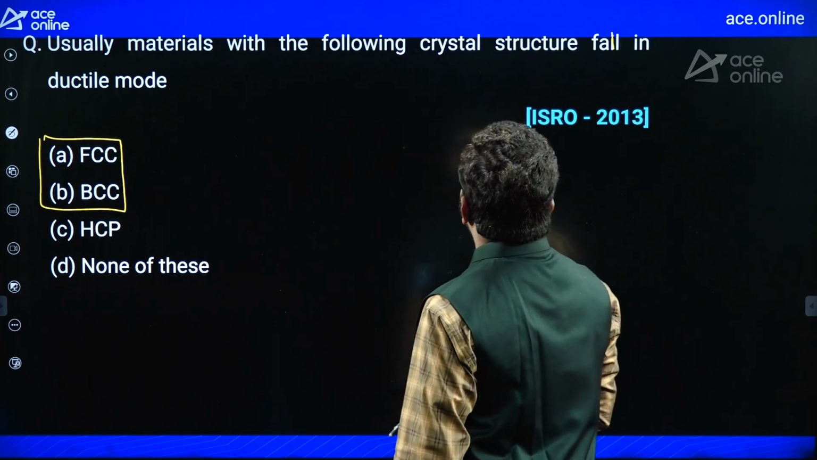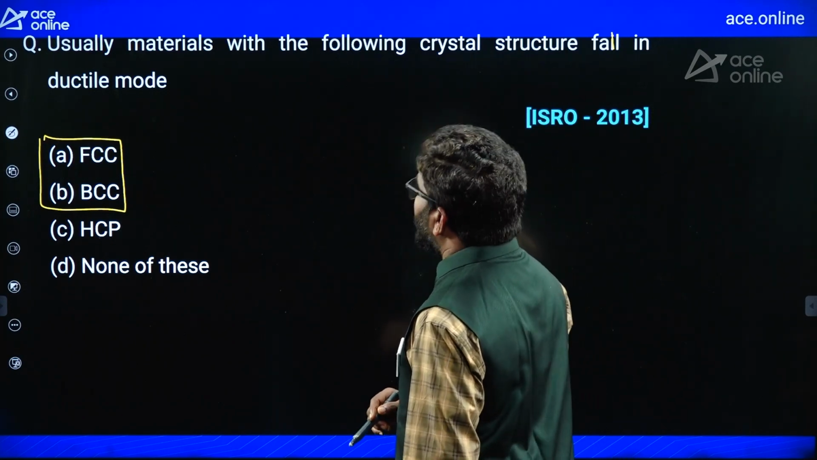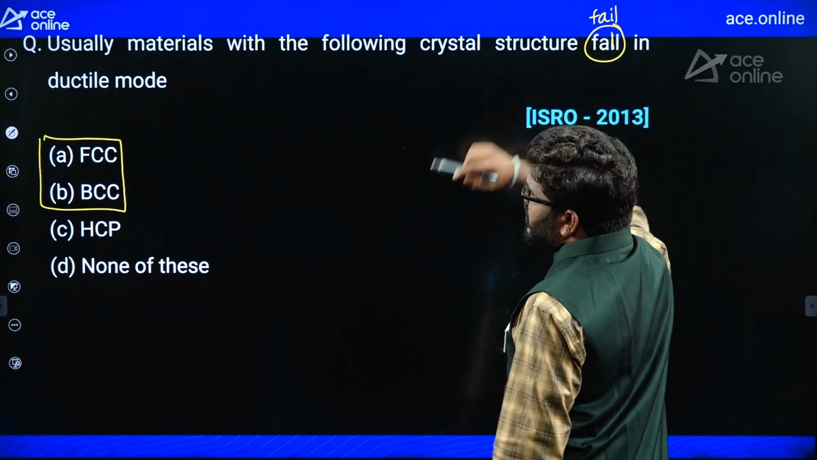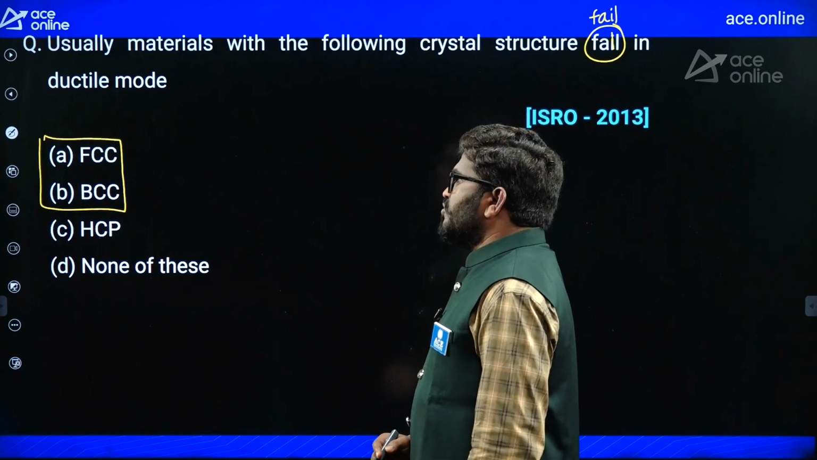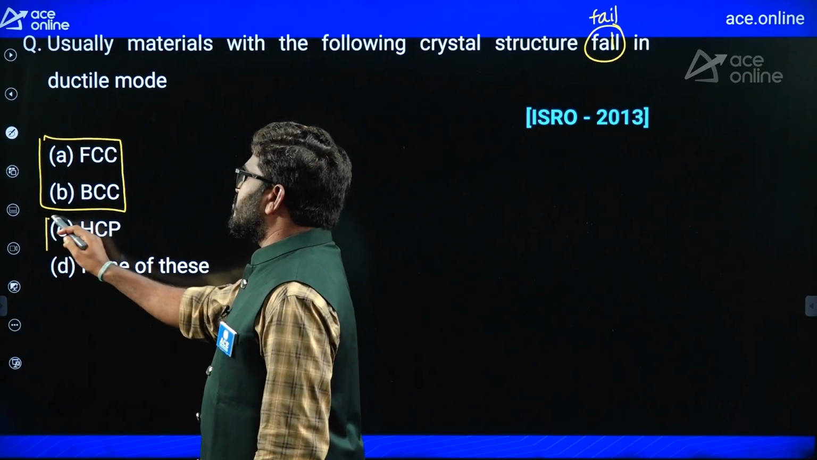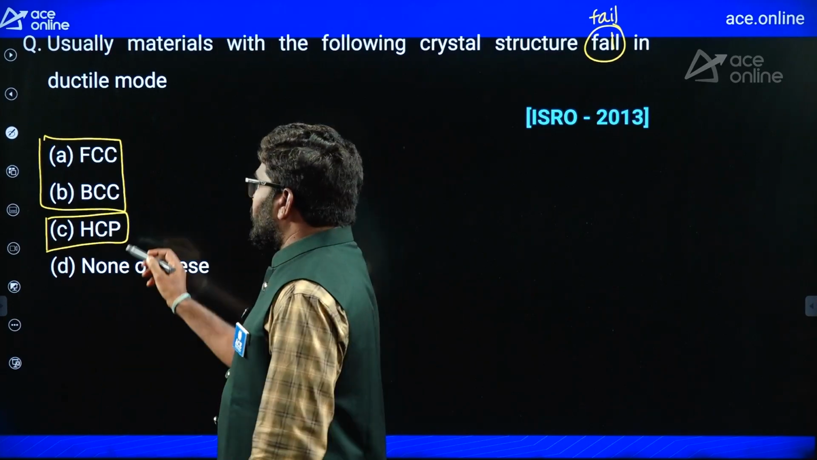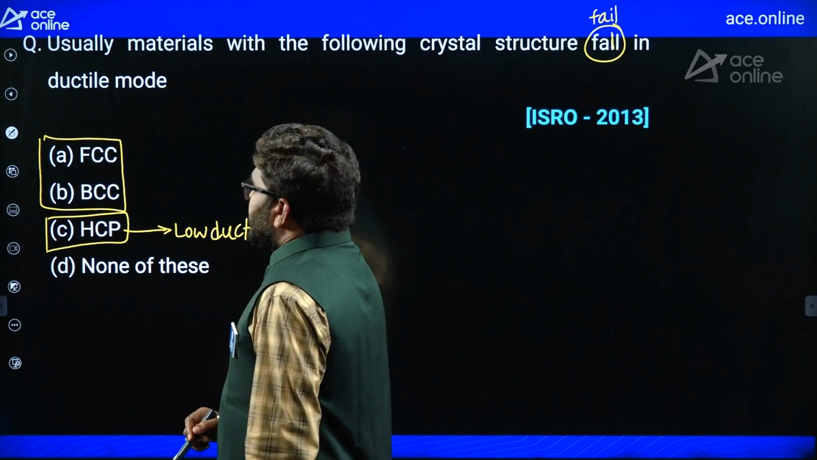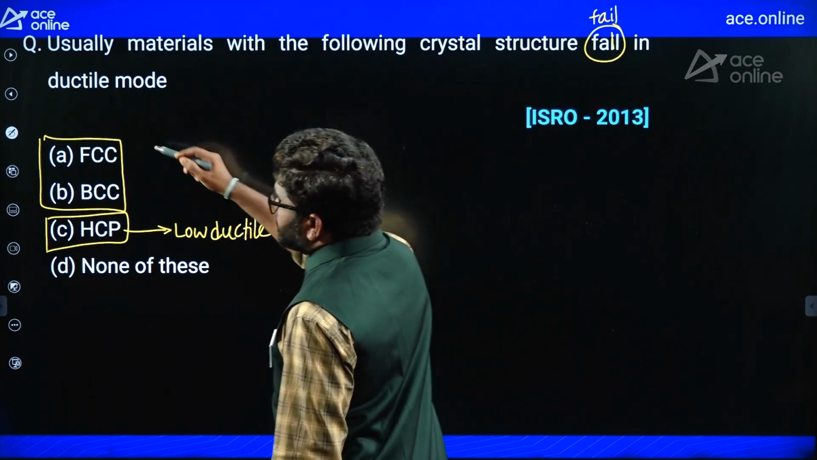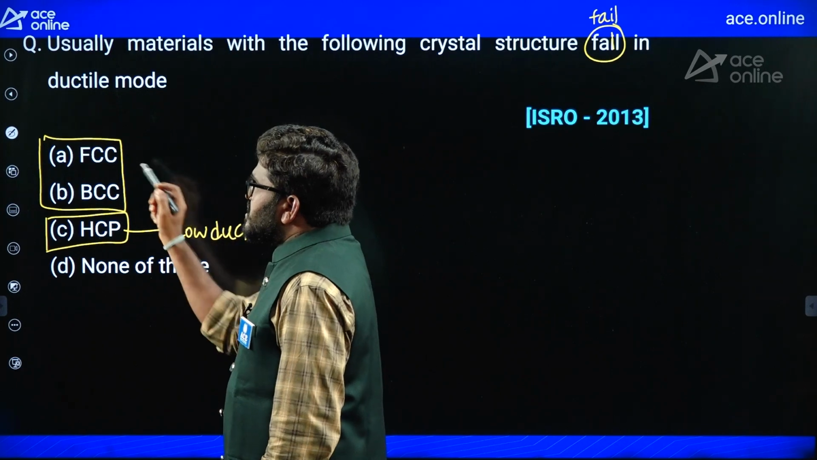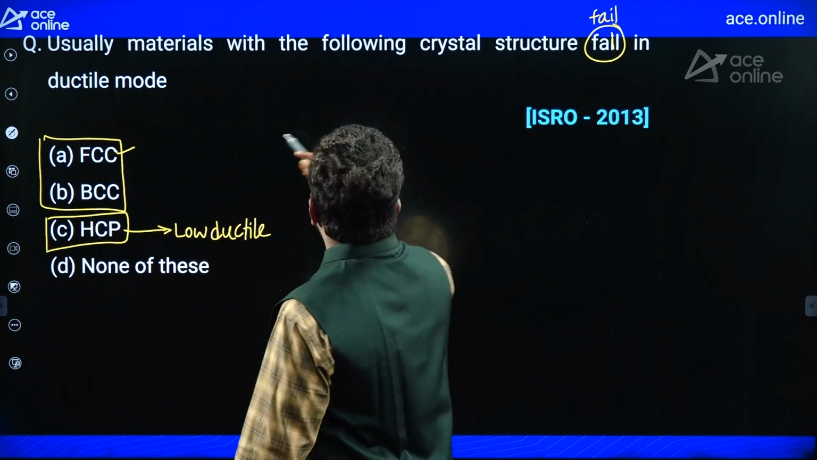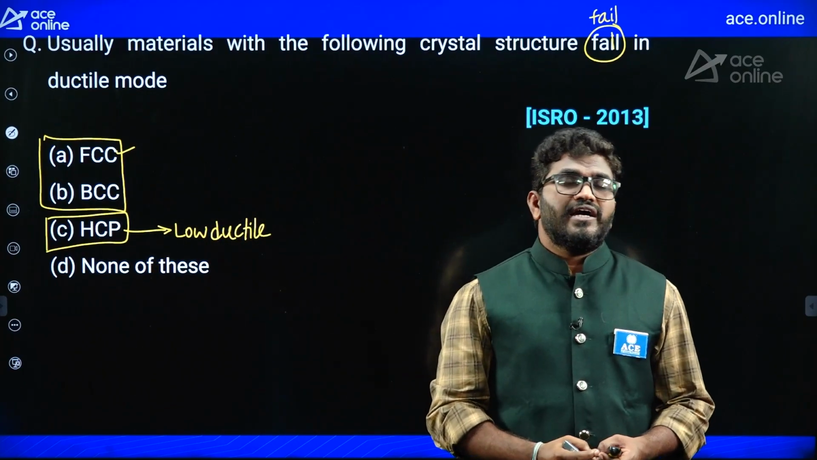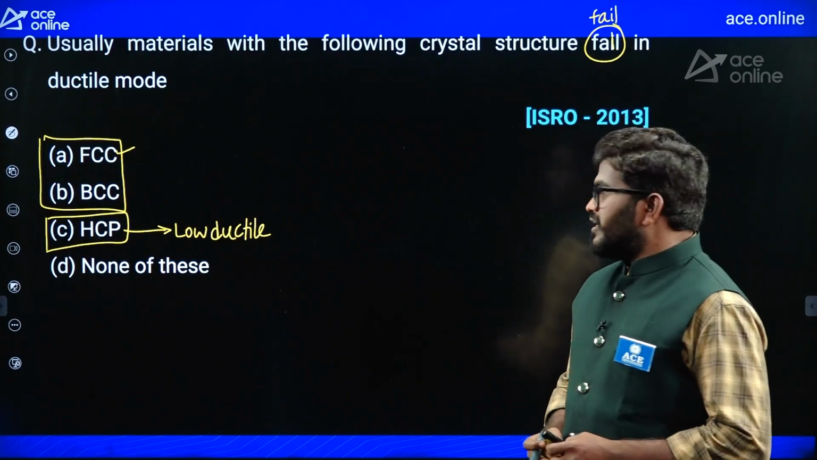Usually materials with the following crystal structure fail in ductile mode. It is correct only. Both are ductile materials. So HCP materials fail in ductile mode because they have low ductility. This is the correct answer. If it were written fall in ductile mode, out of FCC and BCC, FCC materials are more ductile. But as per this question, it is given fail in ductile mode, HCP materials fail in ductile mode because they have low ductility. Remember.